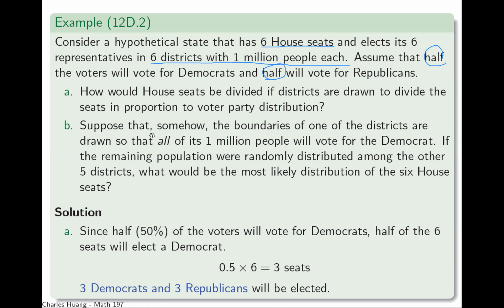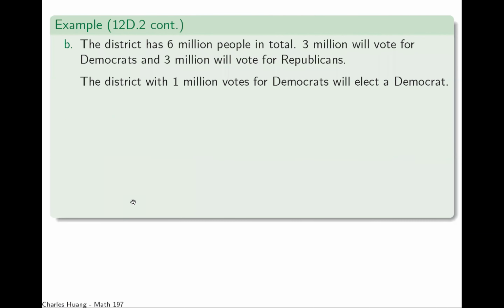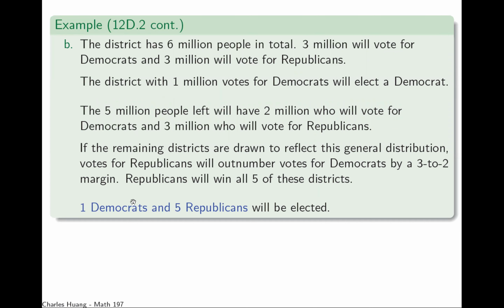Now, if we draw our boundaries so that we put 1 million people who vote for Democrat into one district, then of course, out of my 6 million people, 1 million Democrats go into one district. So Democrat wins that district. But what you'll notice is that we still have 5 million people left. 2 million of them are Democrats, 3 million of them are Republicans.